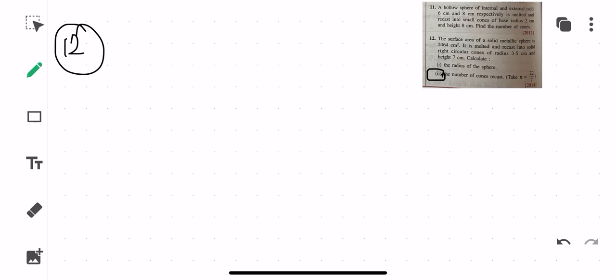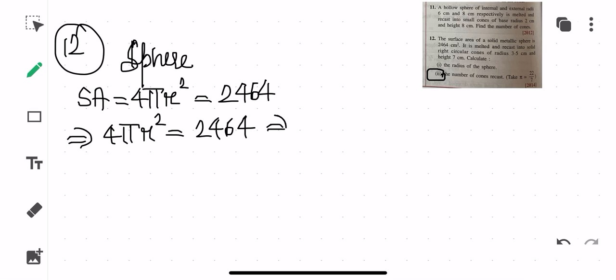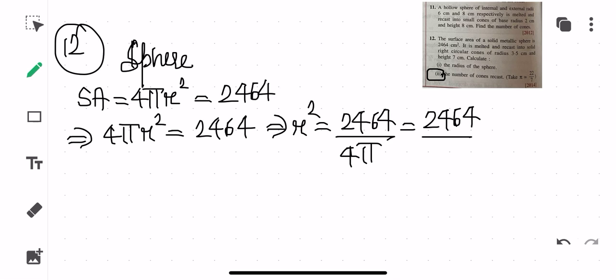So the surface area of solid metallic sphere means what, children? For sphere, what is the formula of surface area? Surface area is equal to 4 pi r square. And this in turn is equal to 2464. So what you will be writing? This implies 4 pi r square is equal to 2464. So this implies r square is equal to 2464 divided by 4 pi. So this in turn is equal to 2464 divided by 4 into 22 upon 7.